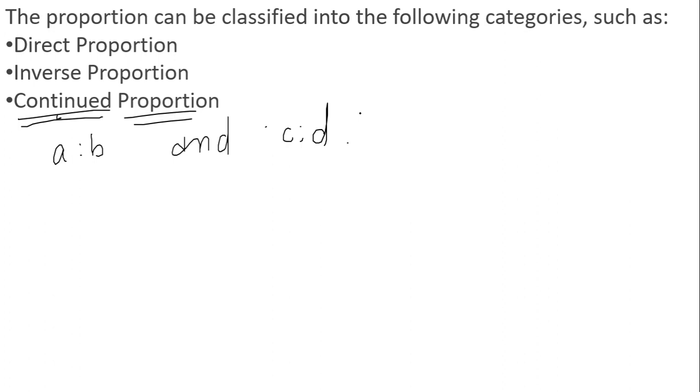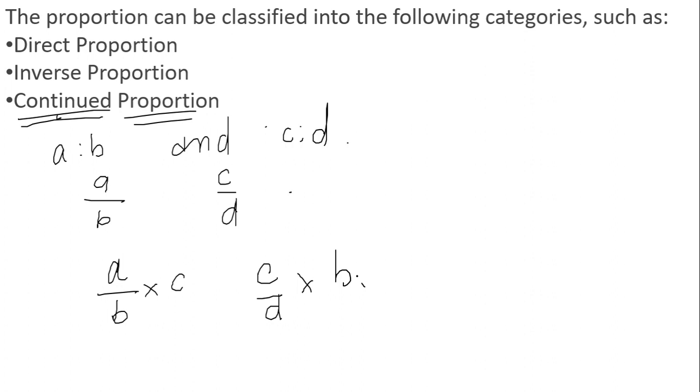Now look here. If I have to find the continued proportion of the ratios A by B and C by D, I'll take the LCM of B and C, that is equal to BC. So what I'll do here is multiply the first ratio by C, and multiply the second ratio by B. After multiplying, what will I get? AC upon B, and after multiplication I'll get CB upon D, right? So the first ratio is AC by BC.